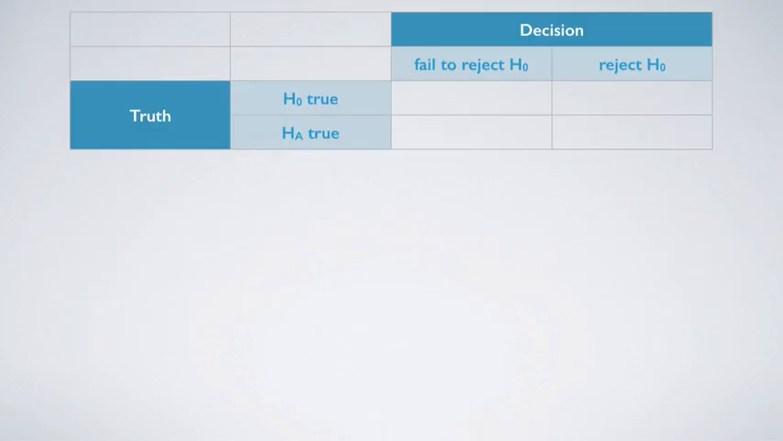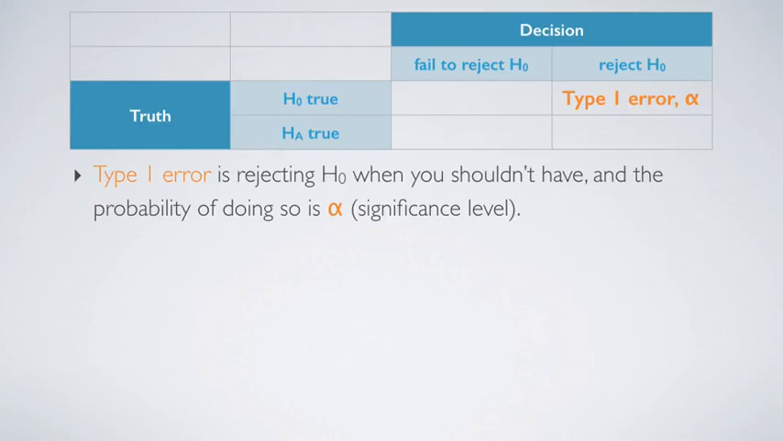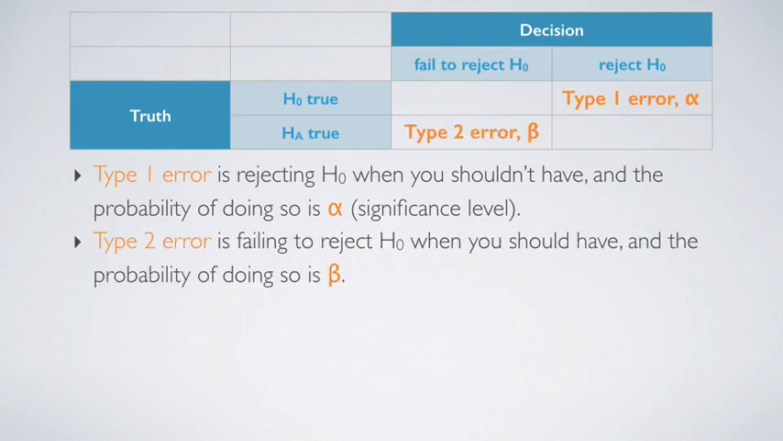Let's take a look back at our truth versus decision table. A type 1 error, we said, is rejecting the null hypothesis when you shouldn't have, and the probability of doing so is alpha, our significance level. The type 2 error is failing to reject the null hypothesis when you should have, and the probability of doing so is labeled beta. This is not something we get to set ahead of time, and the calculation of beta is actually not that trivial.